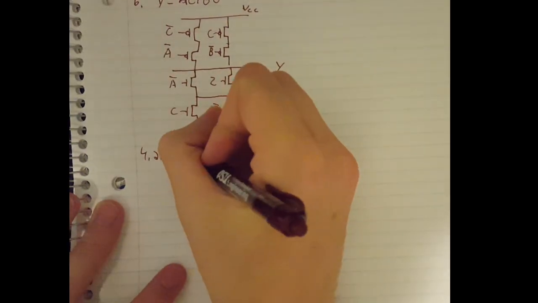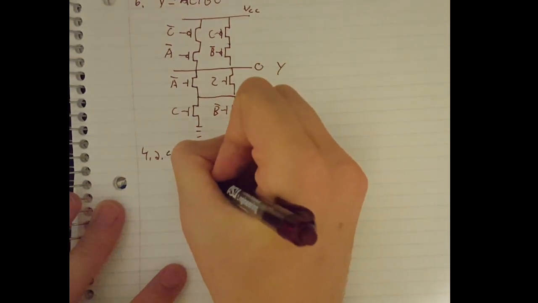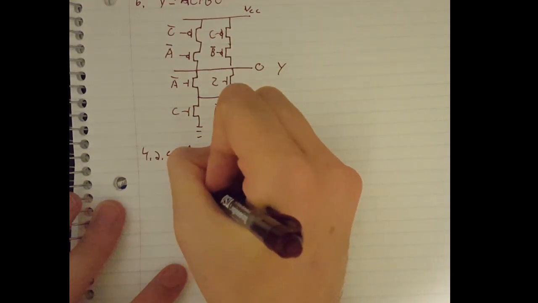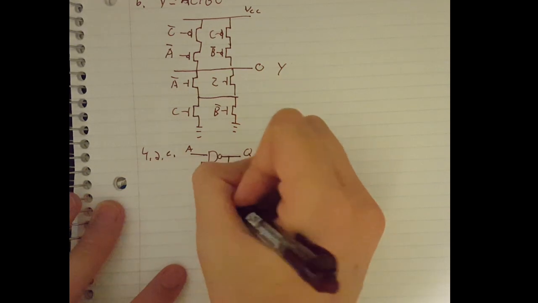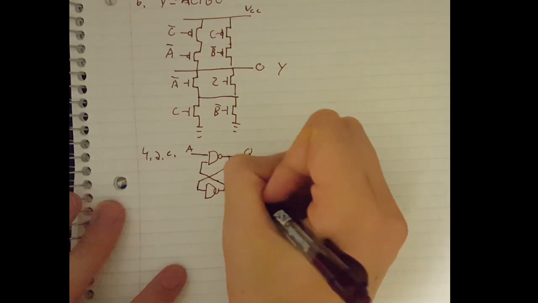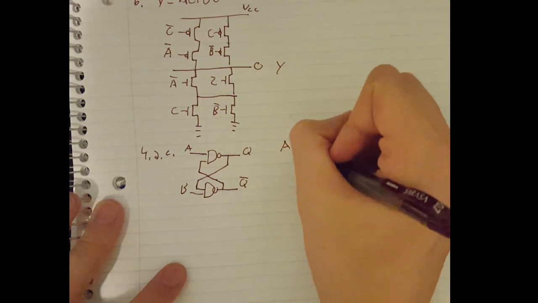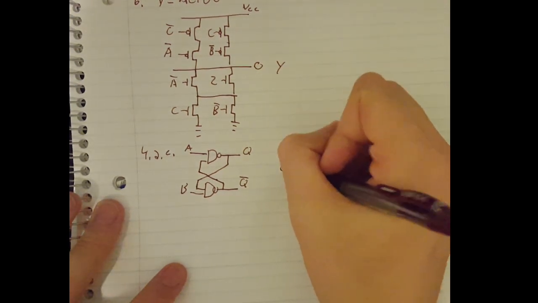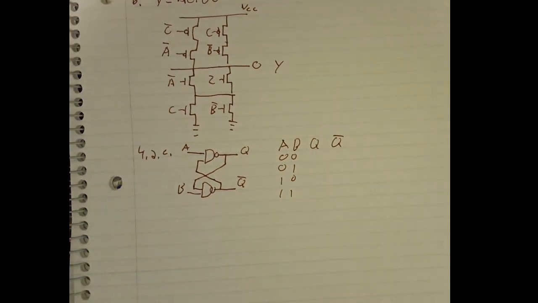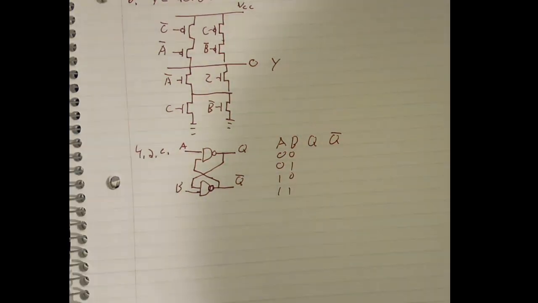4.2a gives us this circuit, and wants us to make a truth table. So we can derive it right here. Some of you might know this. It's a pretty common circuit.